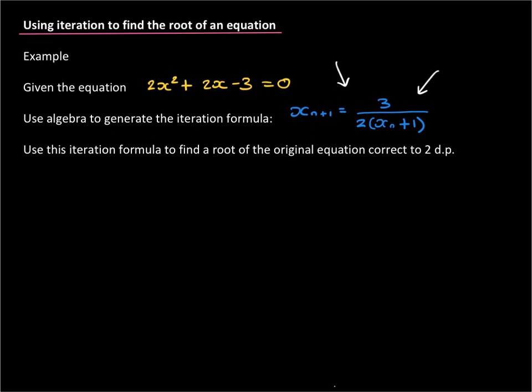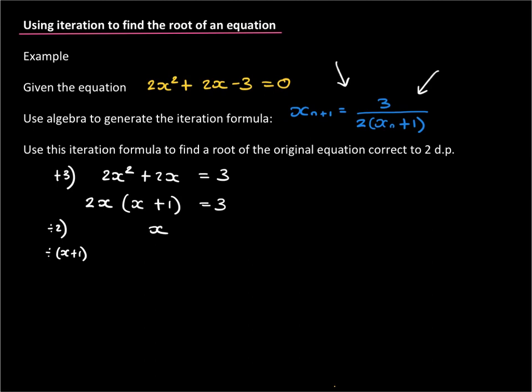right hand side. So I'm going to start off by adding 3 to both sides, which gives me 2x squared plus 2x equals 3. I'm then going to factorise on the left hand side, so I've got 2x(x plus 1) equals 3, and then I'm going to divide both sides by 2, and I'm going to divide by x plus 1. This then leaves me with x on the left-hand side, and on the right-hand side I have 3 over 2(x plus 1). And there we've got the structure.